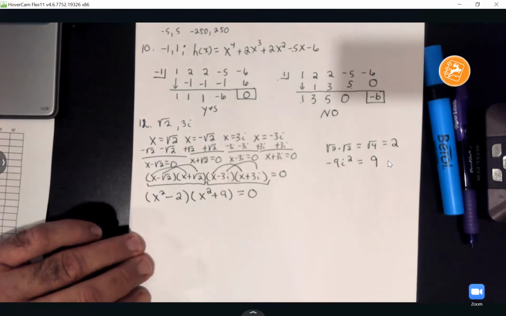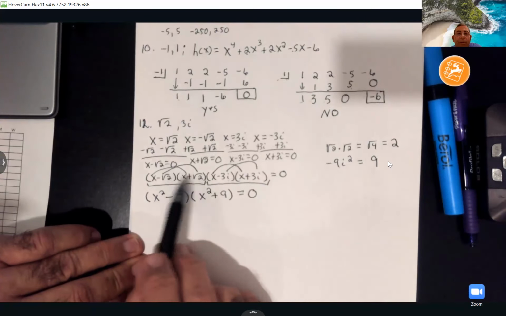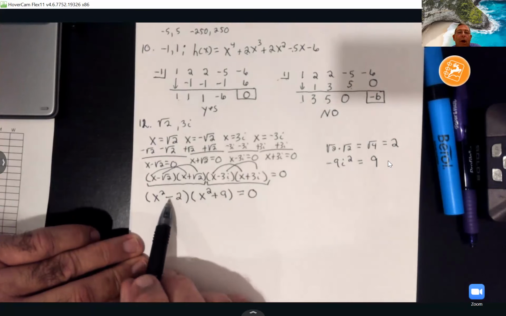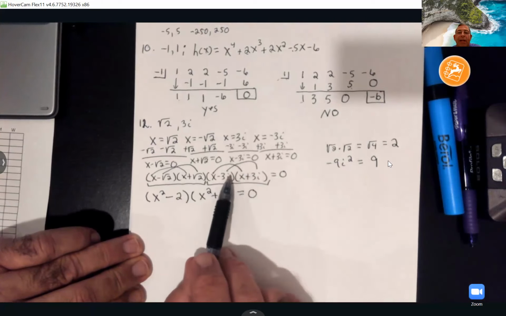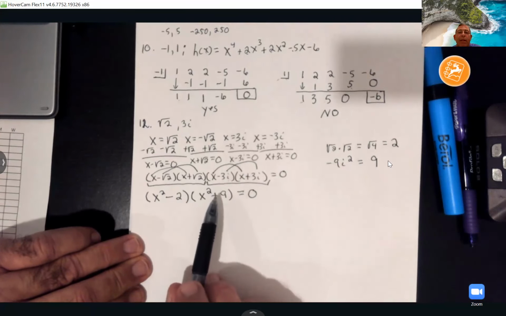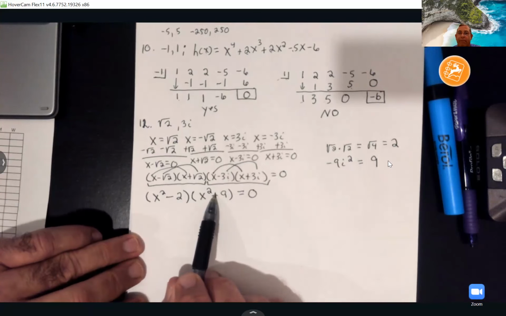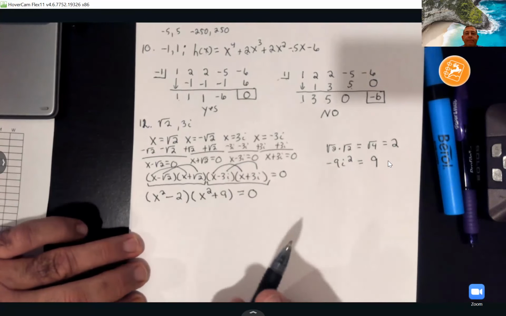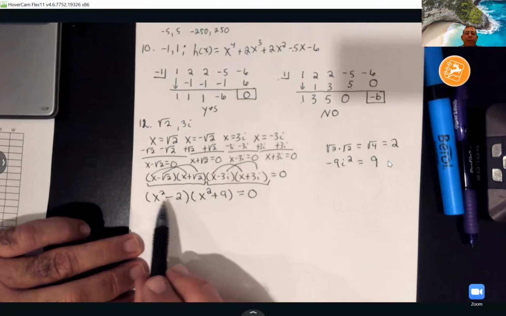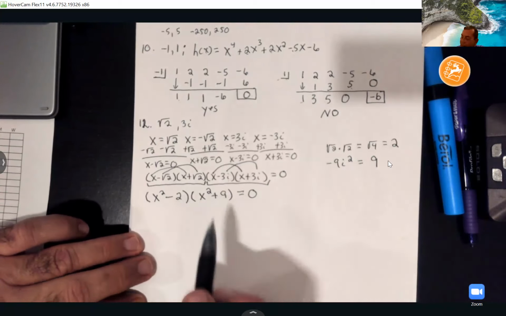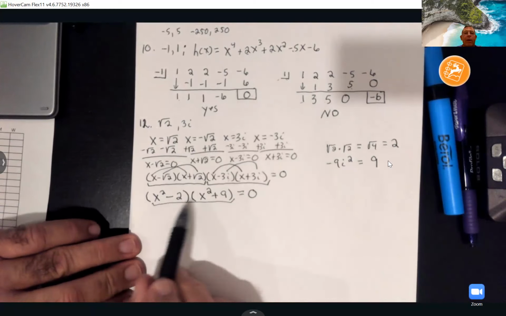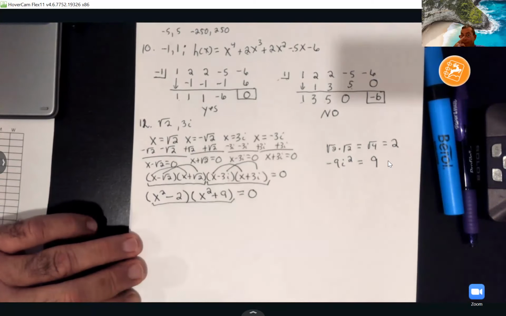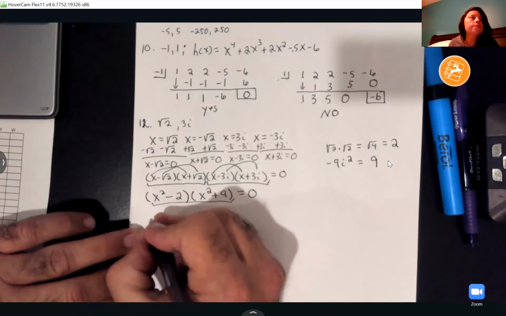So here's the thing, y'all. When you multiply these radicals, they will always be negative. When you multiply these imaginary, they will always be positive, okay? All right, y'all. So now we got to foil these 2 times those 2. So let's see what we're going to get. x squared times x squared, x to the fourth.